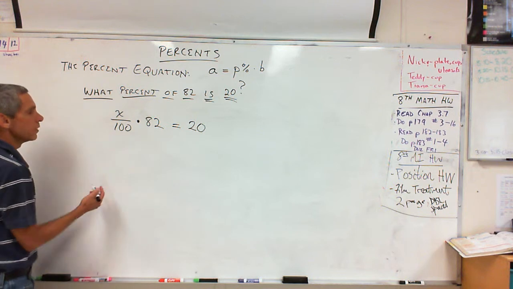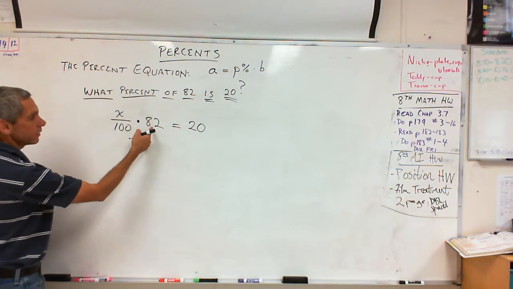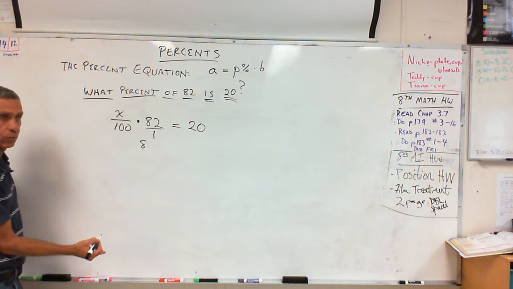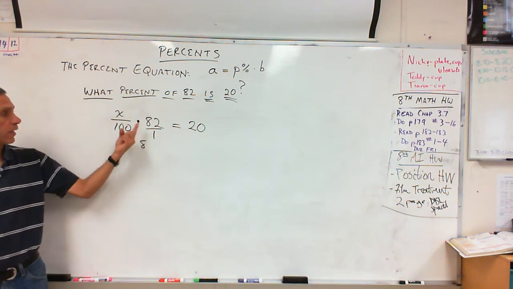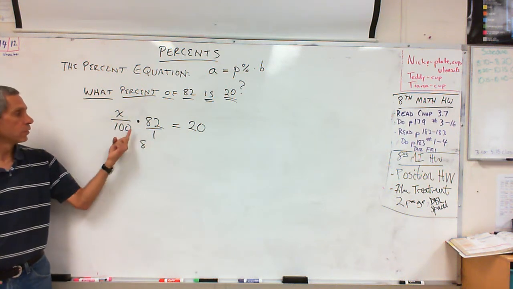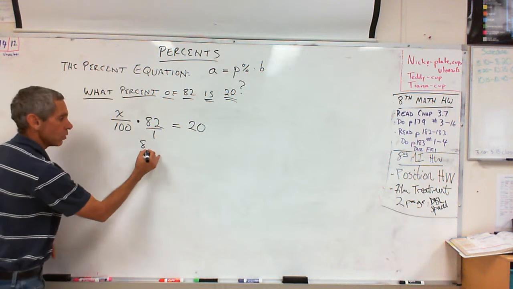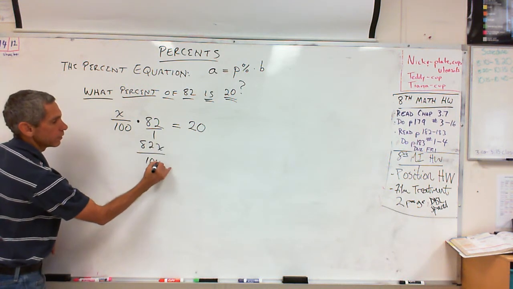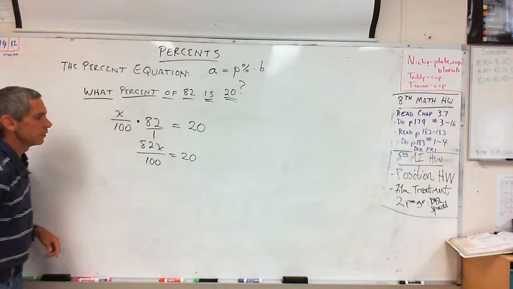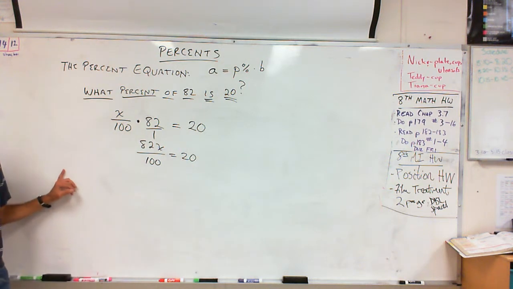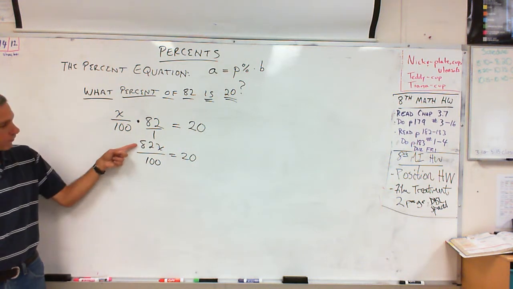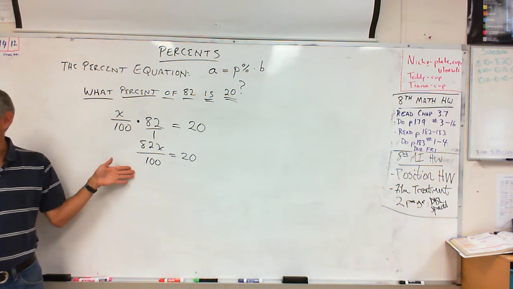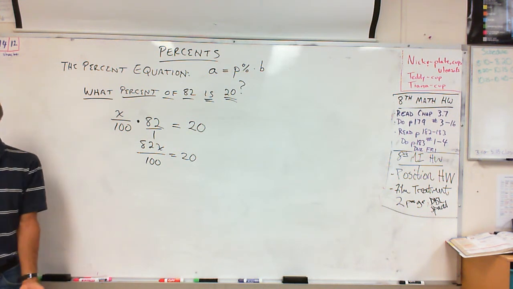To solve it, the 82 gets multiplied times the numerator, because 82 is the same as 82 over 1. So when I'm multiplying, it's 82 times x over 100 times 1. So it's 82x over 100 equals 20. Now I have some choices here. I could simplify this right now, or I could just get rid of my fraction. I'm going to get rid of my fraction. I just feel like it.